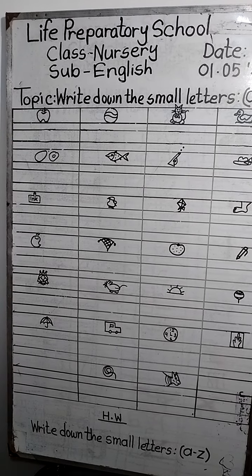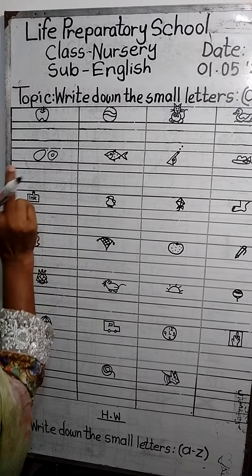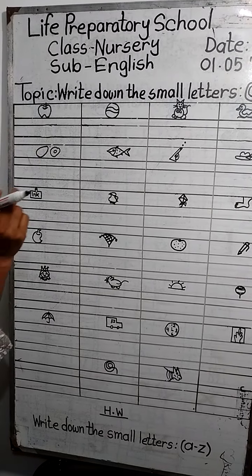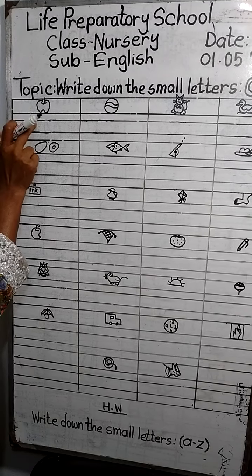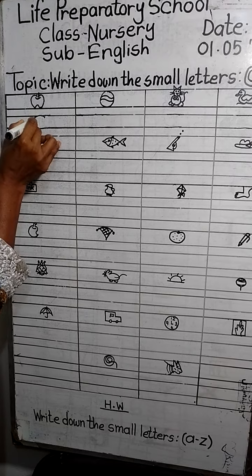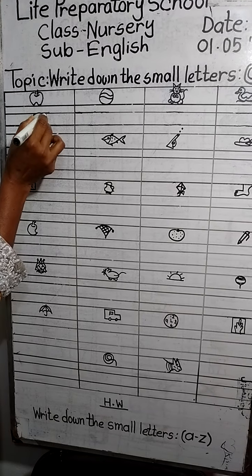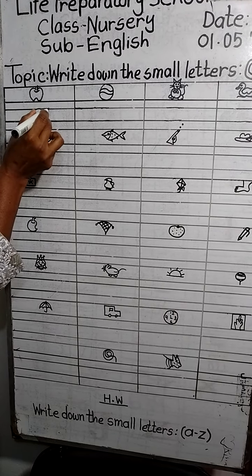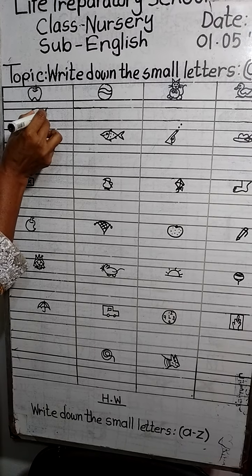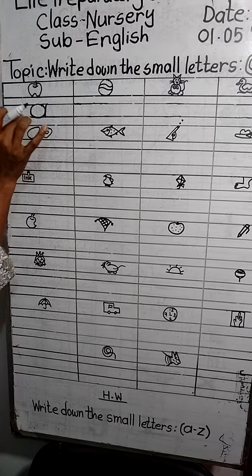At first, I will write small letter A here. Small letter A, which row, everybody, do you know? Small letter A is all in the middle row. At first, I will draw a circle in the middle row. Then I will give a small straight line in the middle row on the right side, touching the circle. This is small letter A.